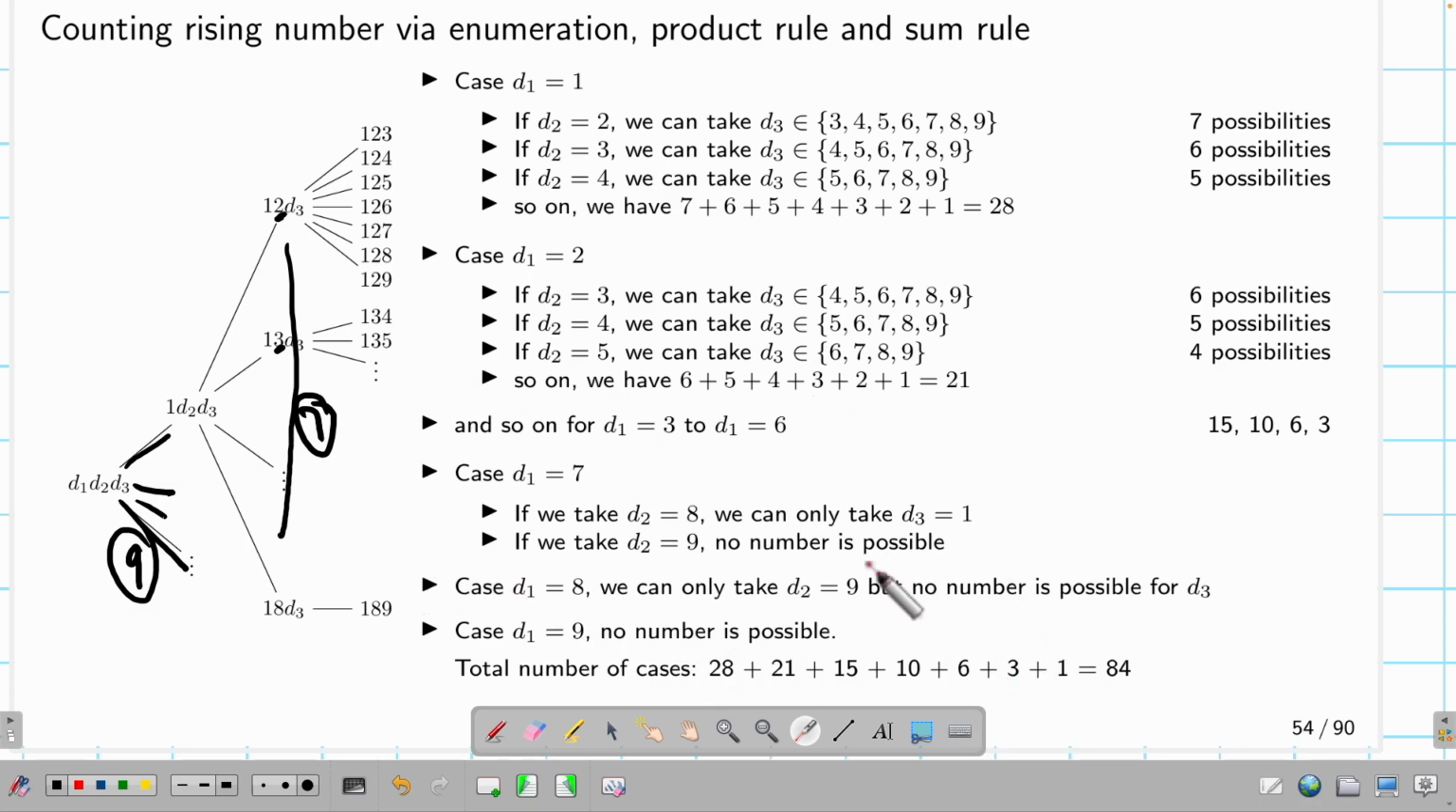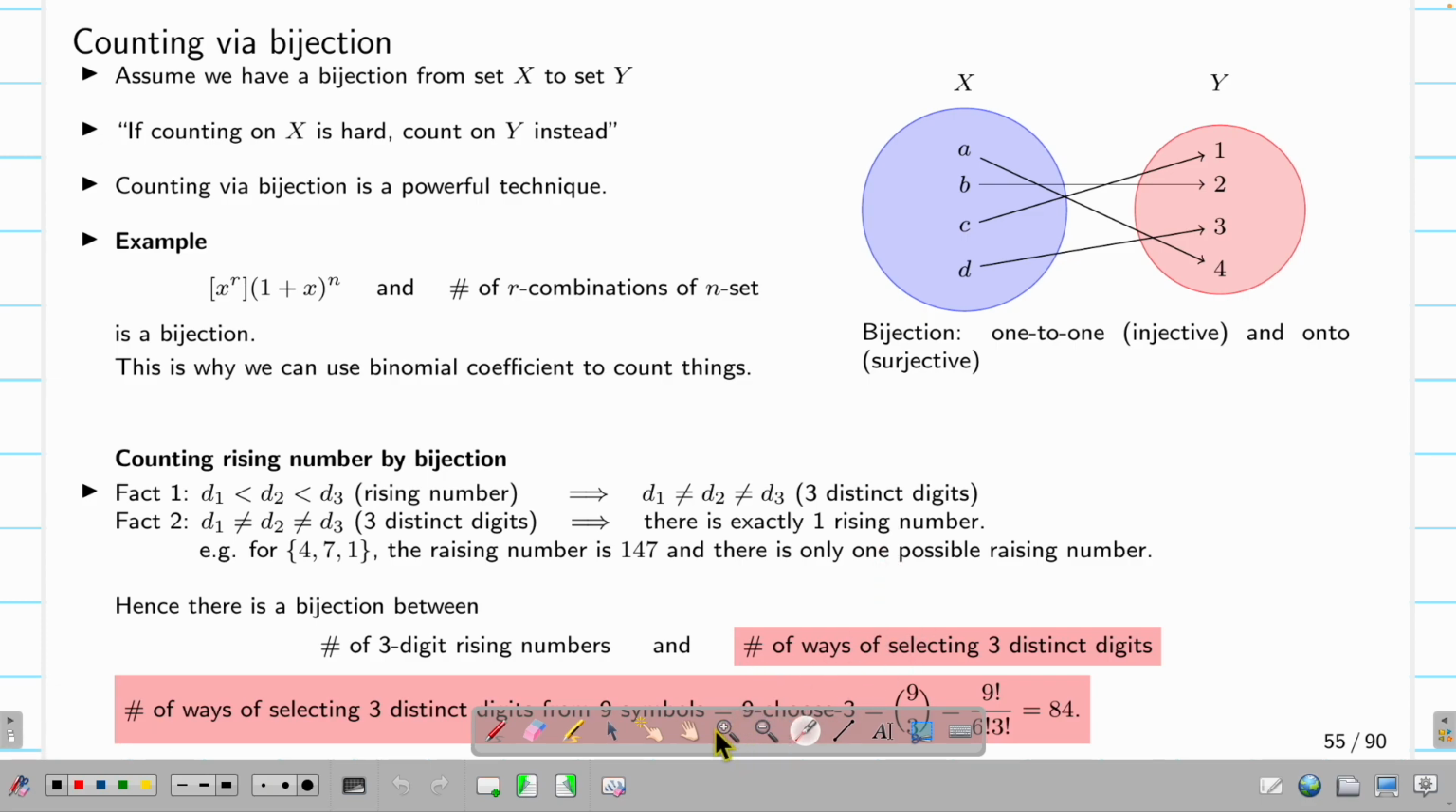But you can see that if I count using this approach, just for 3 digits, it's very tedious. So is there a way we can do it better? Yes, bijection. Assume we want to count X, and assume we have a bijection from X to Y. Recall what a bijection is: it is one-to-one (injective) and onto (surjective). So once we have this relationship between X and Y, and suppose counting X is hard, then we can count Y instead, because there is a one-to-one relationship between the arrows.